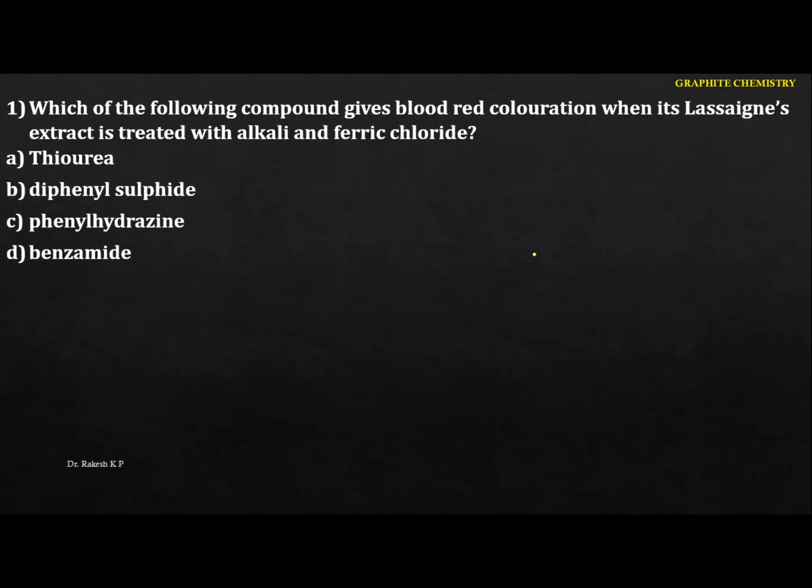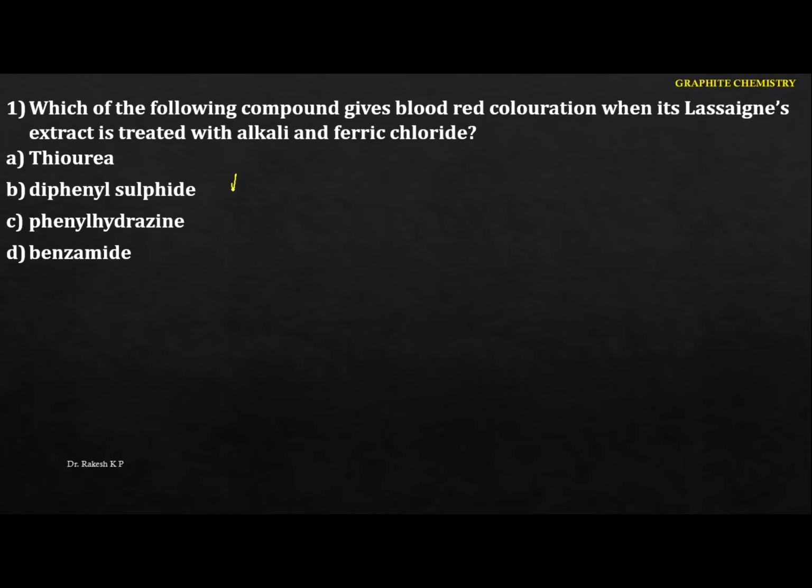Which of the following compounds gives blood red coloration when its Lassaigne's extract is treated with alkali and ferric chloride? The options given are thiourea, diphenyl sulfide, phenylhydrazine, and benzamide. Let me solve the question here. See this one here.